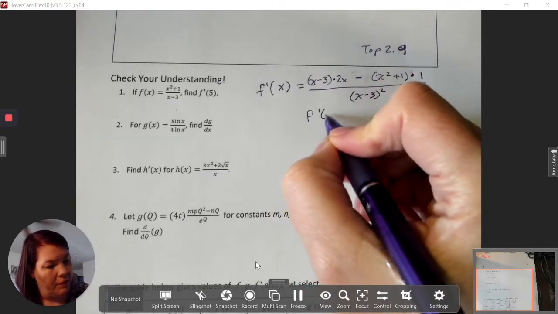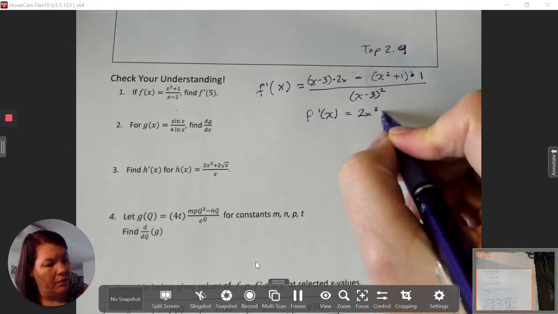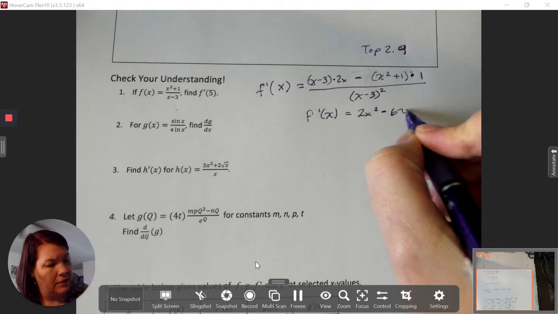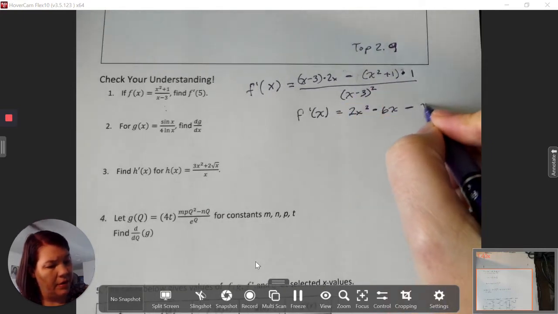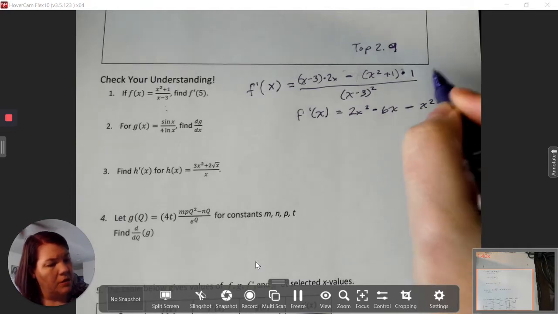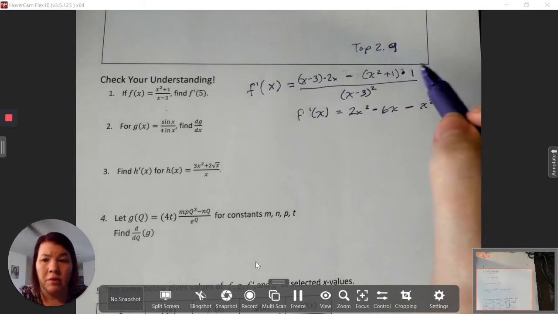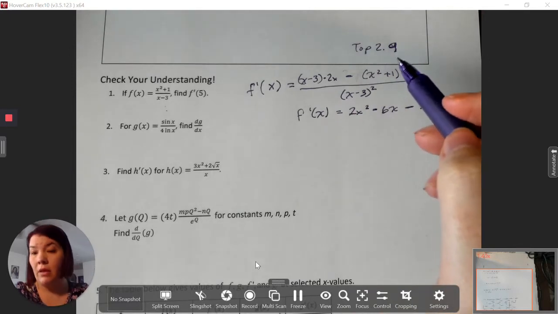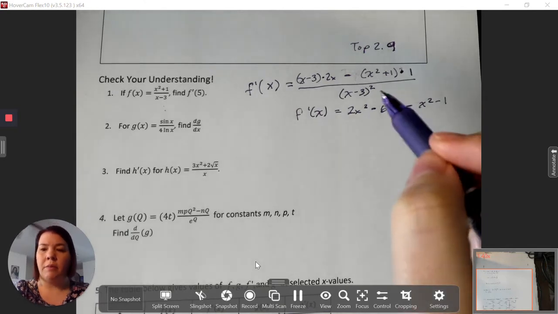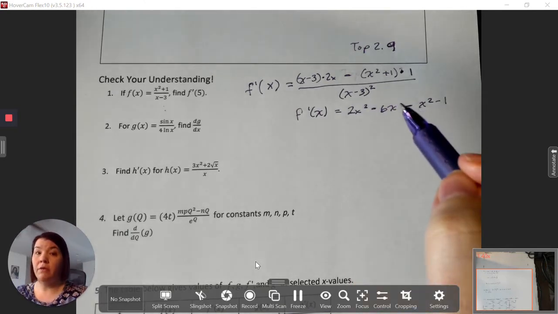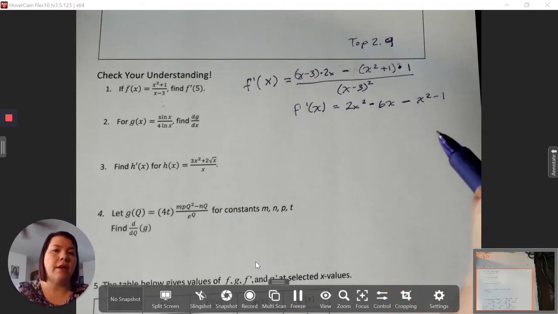Continuing, f prime of x equals 2x squared minus 6x minus, distributing the minus sign and the 1 together, x squared minus 1. So if this makes you uncomfortable distributing from the back on either one, feel free to rearrange. It's commutative, and you can distribute either direction. It doesn't matter, but I've been doing this for a long time, and it used to make me very uncomfortable to distribute from the left, but now I'm good. So just understand that it's okay.